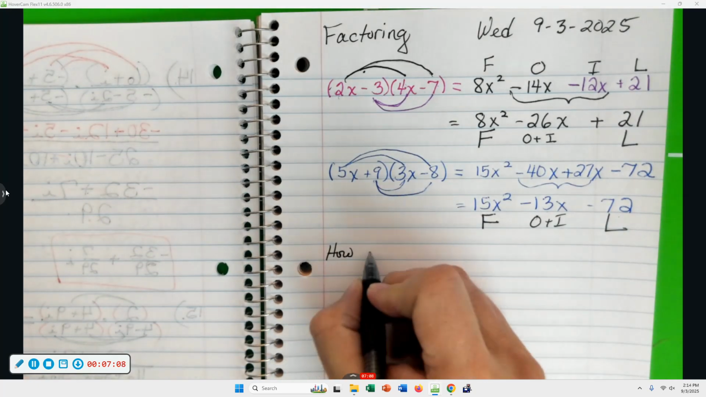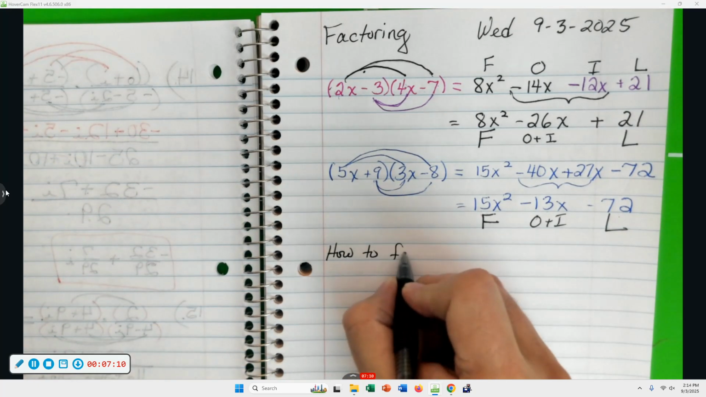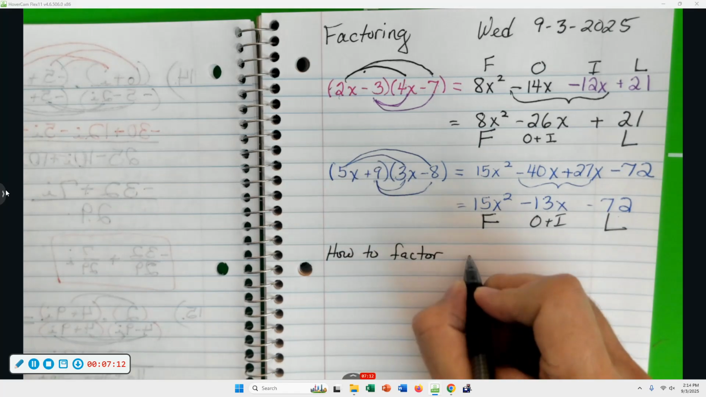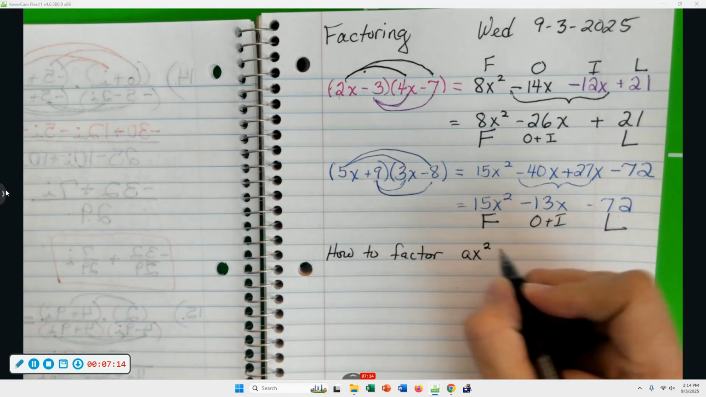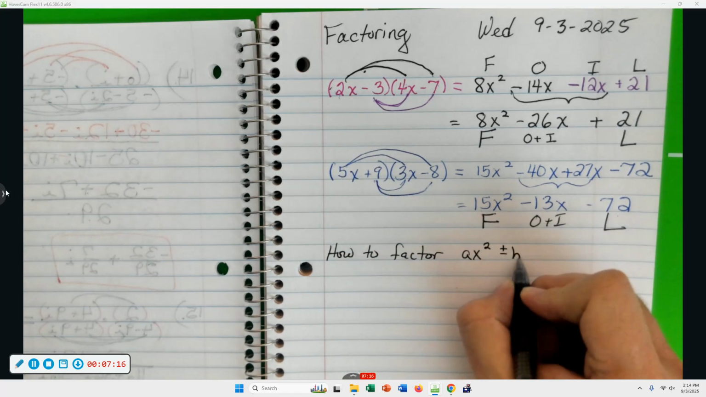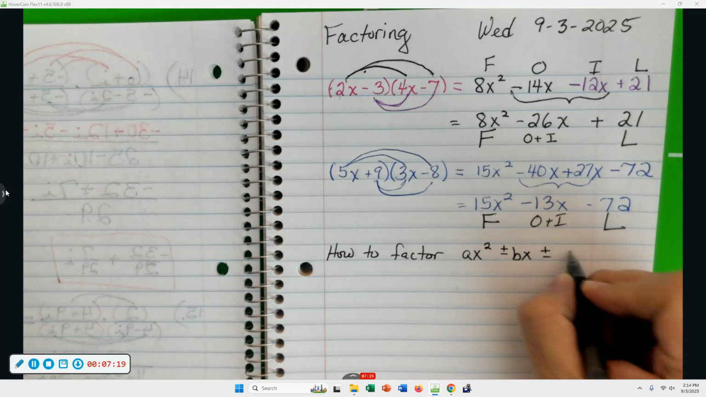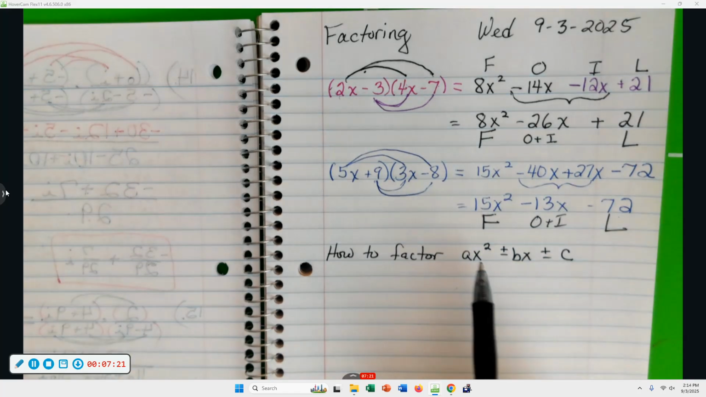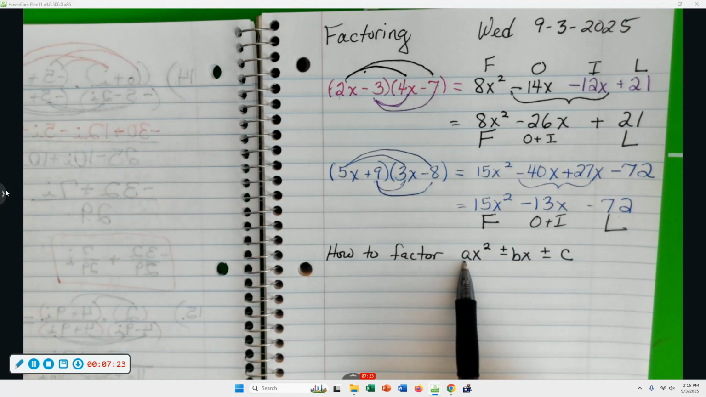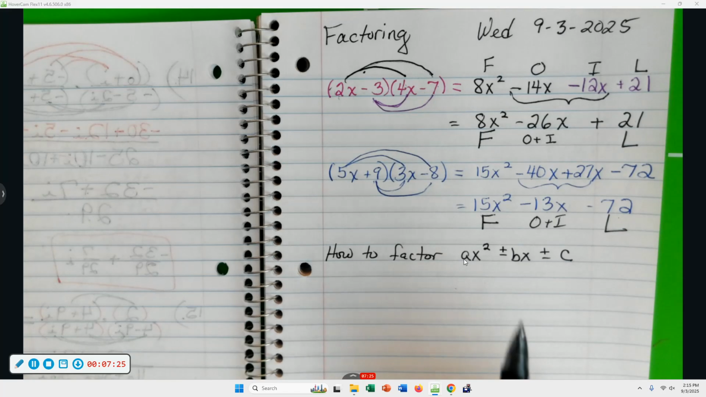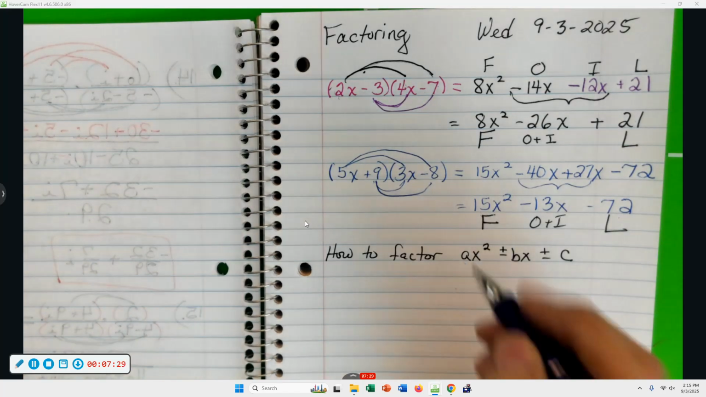Only possibilities. I'm going to say how to factor ax squared plus or minus bx plus or minus c, where a is positive. Yes. That leading coefficient you'll always want to be positive for these factoring sign rules to work out.